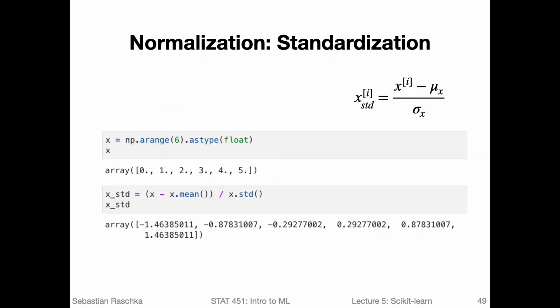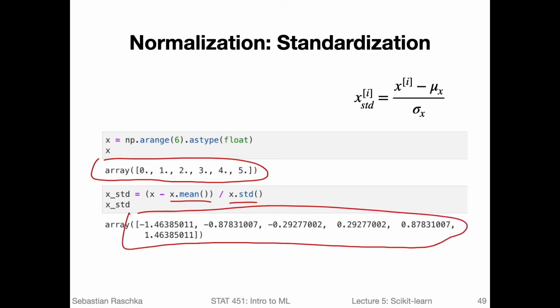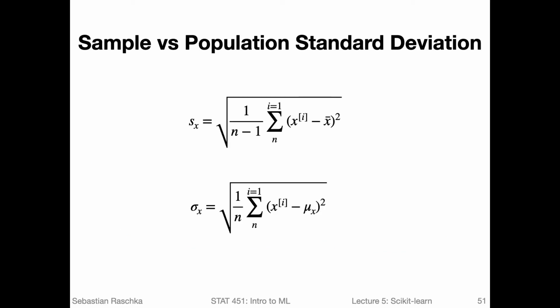So here's how standardization would look in practice. Again, I have my toy feature column, with 0, 1, 2, 3, 4, 5 as possible feature values, and then I'm subtracting the feature mean and dividing by the standard deviation. As a consequence, I will get a new feature that is centered at 0 with unit variance. As you may recall from previous classes, the sample standard deviation has the n-1 in the denominator. That's Bessel's correction term to make this an unbiased estimate of the population standard deviation. That's the difference between the population and the sample standard deviation.